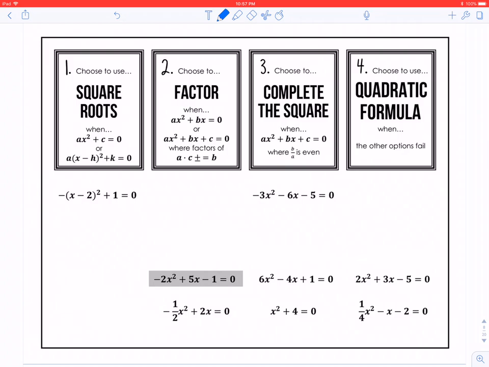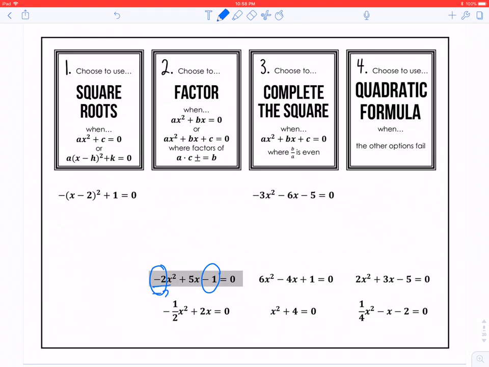So I'm going to check and see if a times c will add or subtract to give me my b. So negative 2 times negative 1 is positive 2. Are there factors of 2 that add to give me 5? Nope. My only options are 1 and 2, and that adds to give me 3, not 5. So factoring will not work for me. I move on to completing the square.